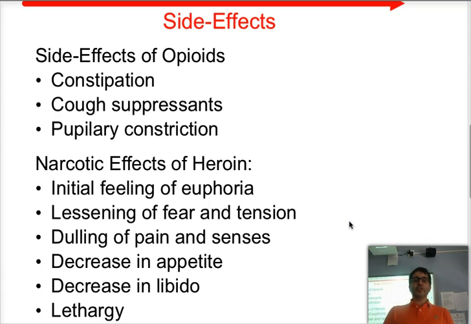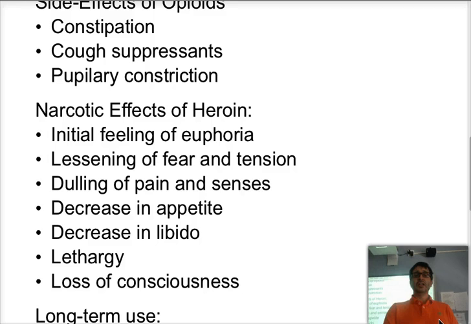When people first take heroin, they have a feeling of euphoria, and that's because you don't feel so much, and one of the things that you don't feel is your internal organs, and so it actually makes you feel lighter, and that is going to lessen your fear, your tension. It's going to make you feel like you have more energy for a moment. As it kicks in, it's going to have a dulling of the senses and of any pain. It will decrease appetites, both the feeling of hunger, but also sexual appetite is decreased. It has a decrease in libido. It causes lethargy, all right? And eventually it causes loss of consciousness.